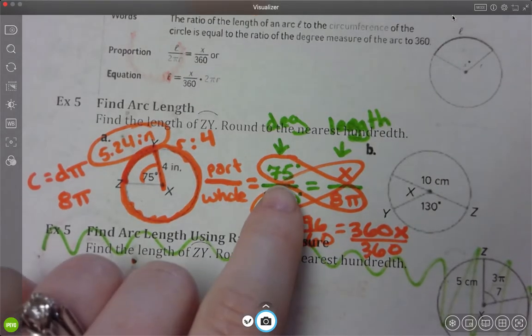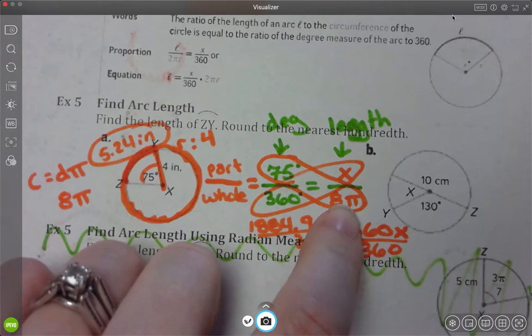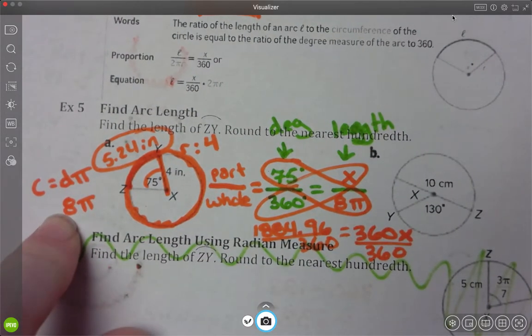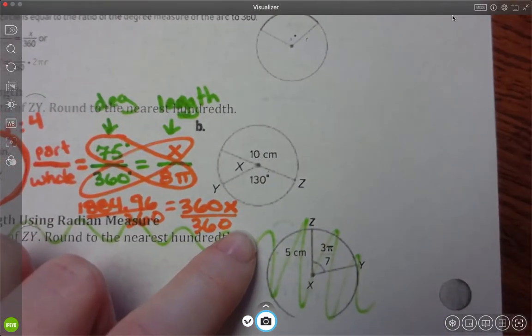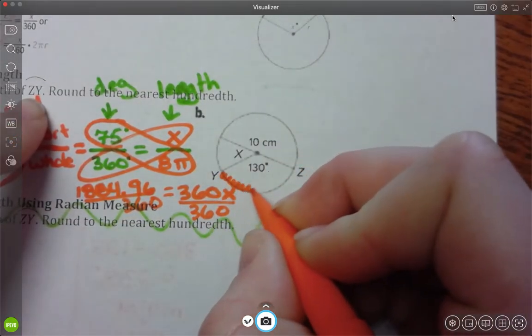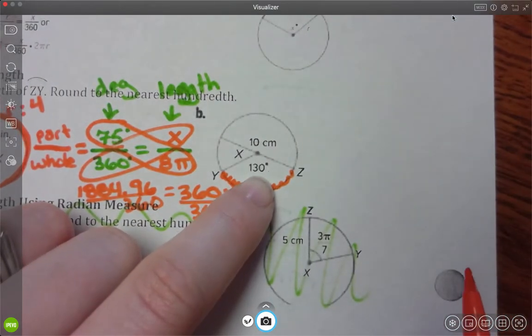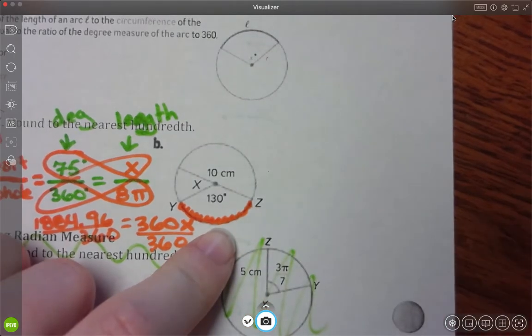So I do the degrees here, the part over the whole that I'm looking at, and the part over the whole for the length. The whole then is represented by the circumference. Okay, so let's do another one over here. They want us to find, still ZY, this length here, which is 130 degrees. I know that, but I need to figure out what that is as a length rather than a degree measurement.